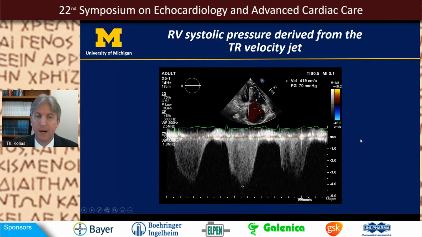The patient also had tricuspid regurgitation, and by measuring the velocity of the tricuspid regurgitation jet, we are able to calculate the right ventricular systolic pressure from the gradient of 70 here plus the right atrial pressure, so the right ventricular systolic pressure was over 80 millimeters of mercury.